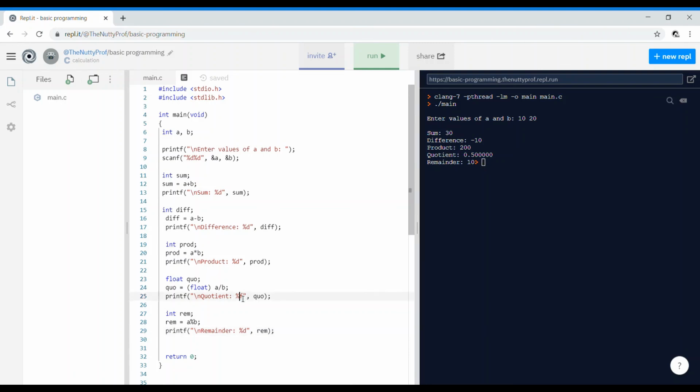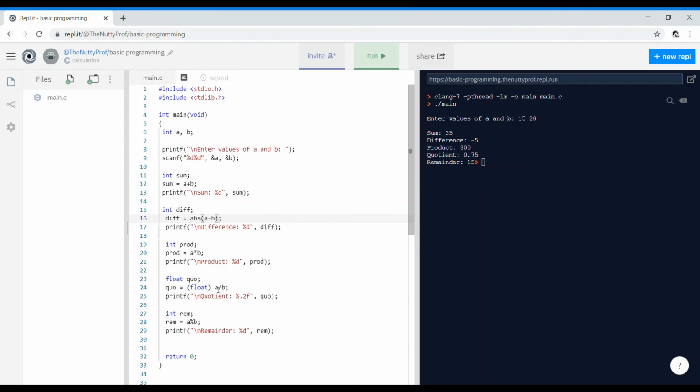I'll reduce the quotient to a size of, let's say, 0.2f, because I want the size to be reduced. It's a little reduced. So I'll do a is equal to 15 and b is equal to 20. Let's see. The sum is 35, difference is minus 5, product is 300, quotient is 0.75, and remainder is 15. Here I told you if a is less than b, the remainder will be the value of a for a modulus b. Now what I wanted to tell you was the abs function. Here we can see for 15 and 20 the difference is minus 5.